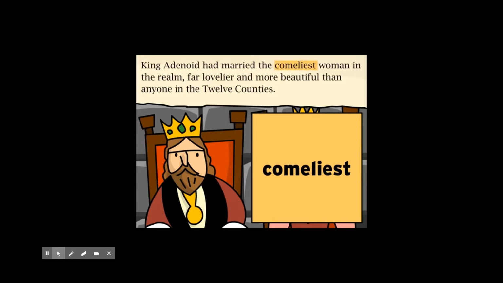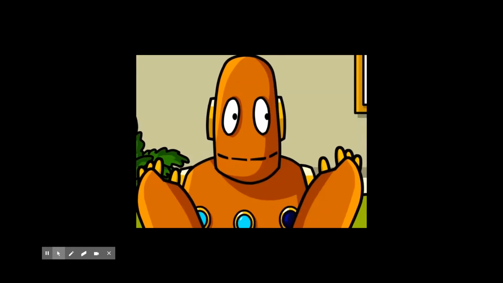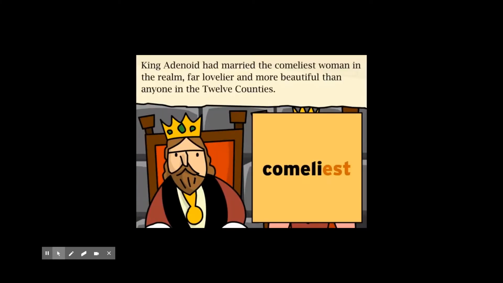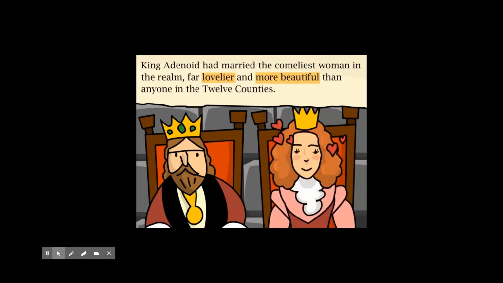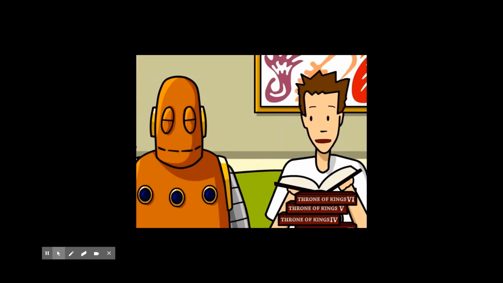Comeliest isn't a word we see too often, but let's take a closer look. First, it ends in the suffix est, like biggest, smartest, and richest. So the queen must be the best or most at something. But what? In the same sentence, it says she's lovelier and more beautiful than anyone else. Those are the synonyms we're looking for. She's the loveliest, most beautiful woman in the kingdom. Okay, just one more trick.